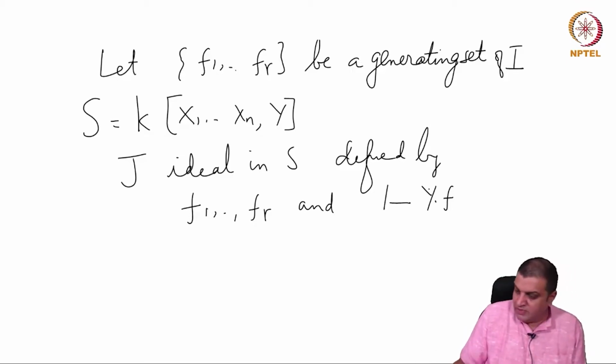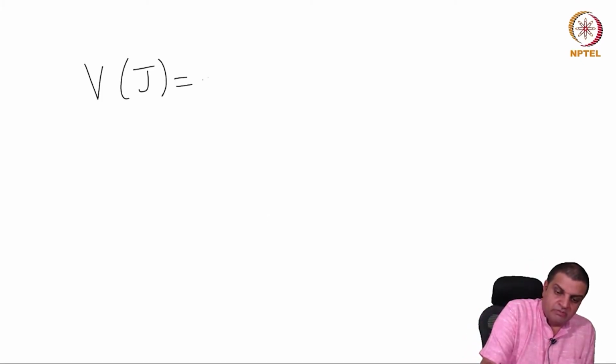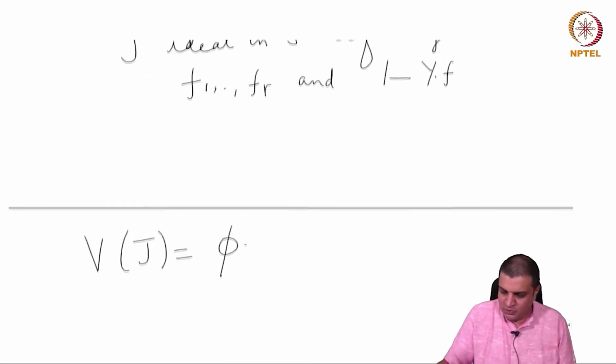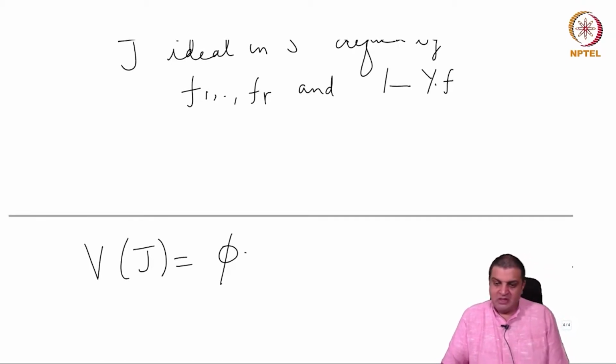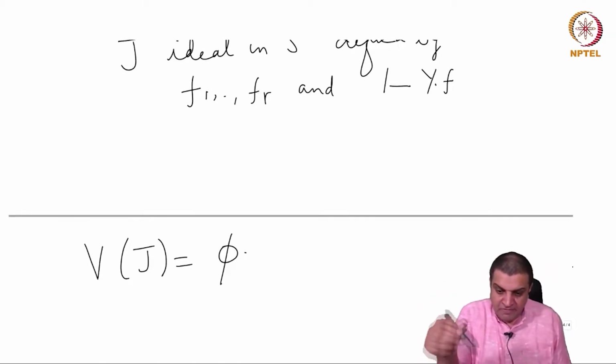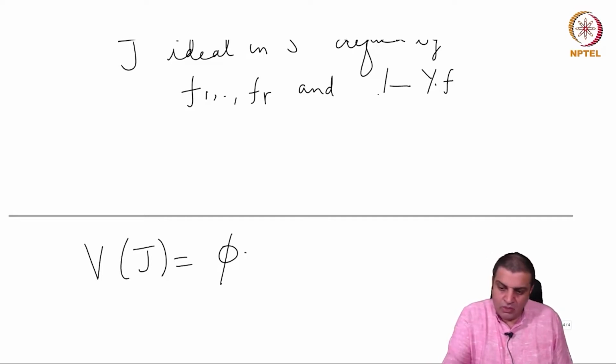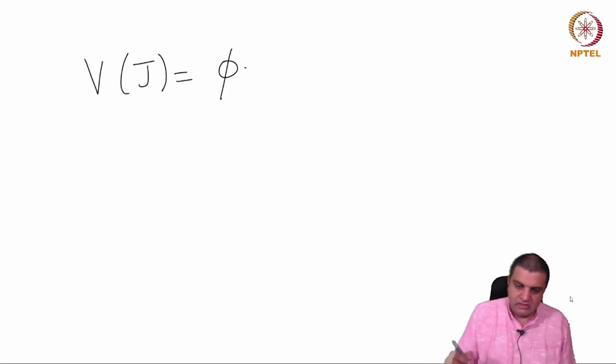Now the observation that we want to make is that V of J is empty. So let's look at why that is the case. You should write out the details; it's not very difficult. If B is an n plus 1 tuple which is in V of J, then these polynomials vanish. By definition of f, f vanishes, but then 1 minus yf cannot vanish. So check this detail.